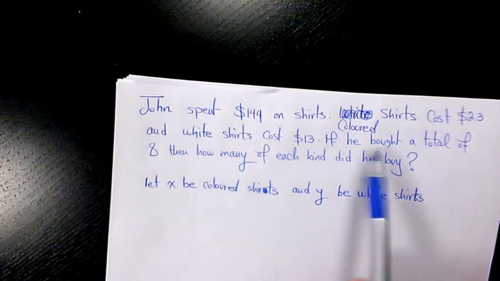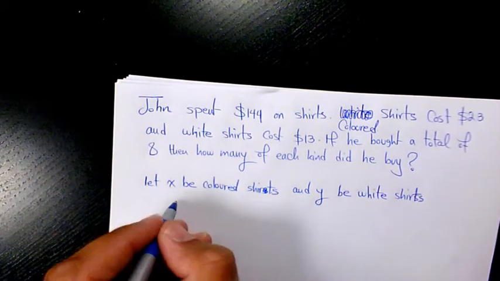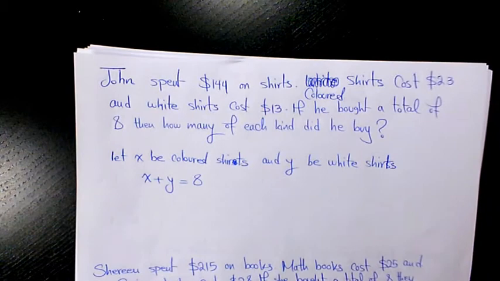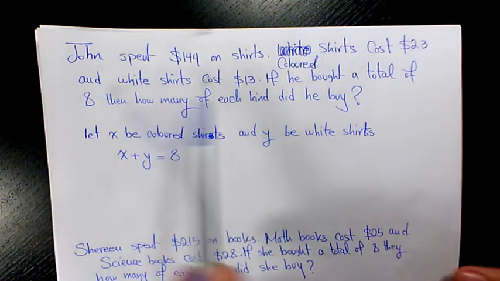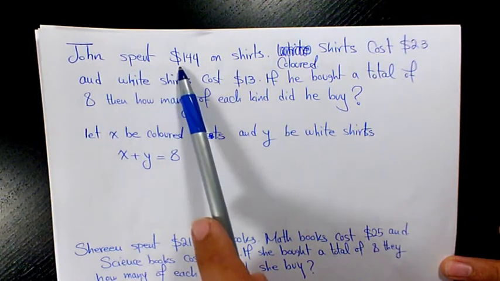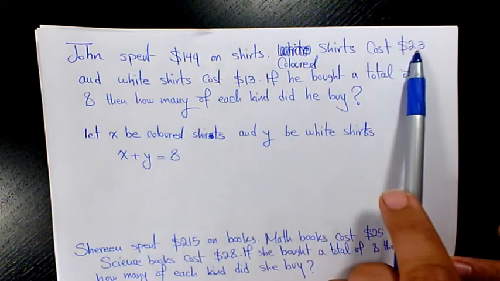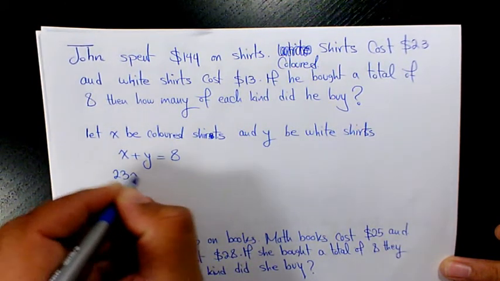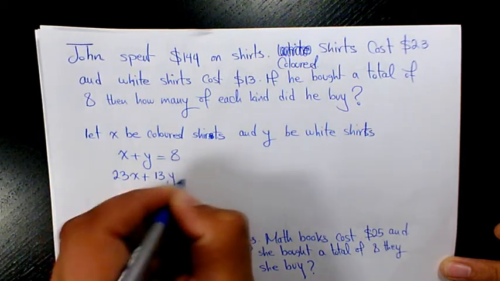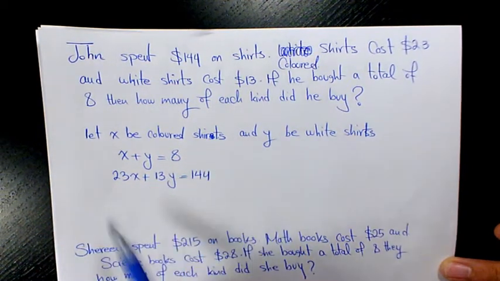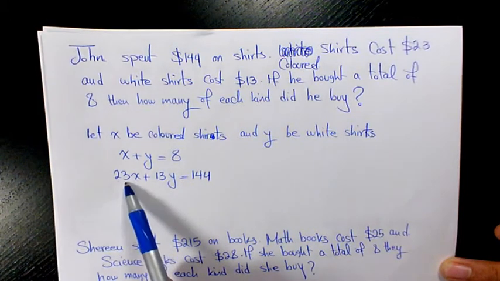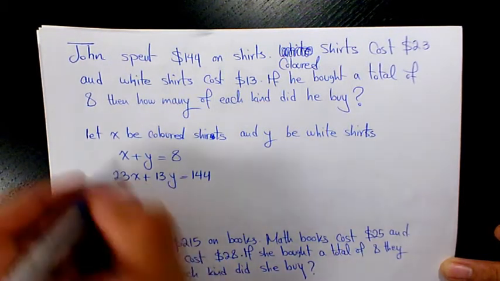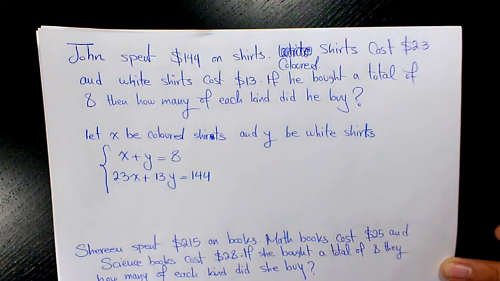It says if he bought a total of 8 shirts, so x plus y is 8 because the total number of shirts is 8. And from the statement that John spent $144 on shirts, with colored shirts $23 and white shirts $13, it's going to be 23x plus 13y equals 144. 23 times x is the amount of money he spent on colored shirts, and 13y is the money he spent on white shirts, and in total it's 144.